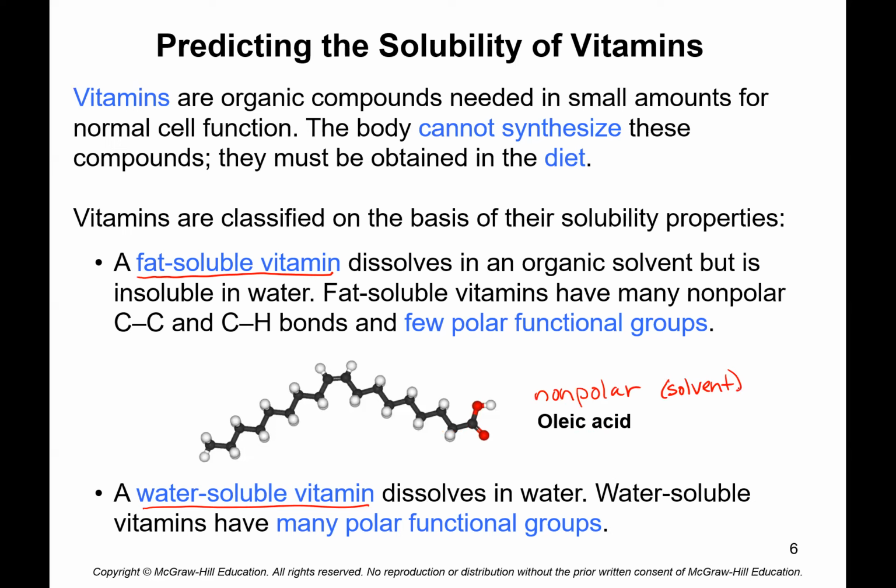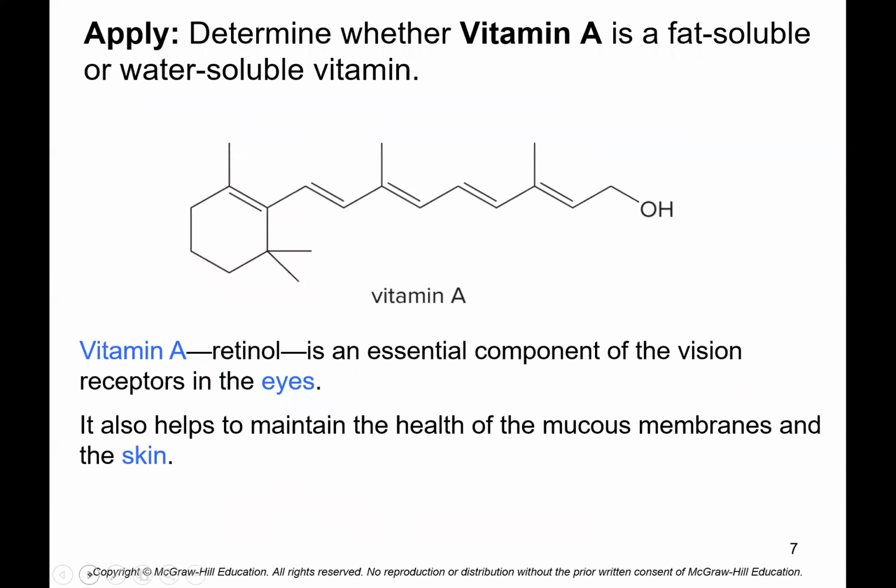If something is going to be water soluble, then it just has to be polar, and that is characterized by having many polar functional groups. Fat soluble vitamins will be characterized as having very few polar functional groups, but many carbon-carbon and carbon-hydrogen groups. So let's look at several vitamins.